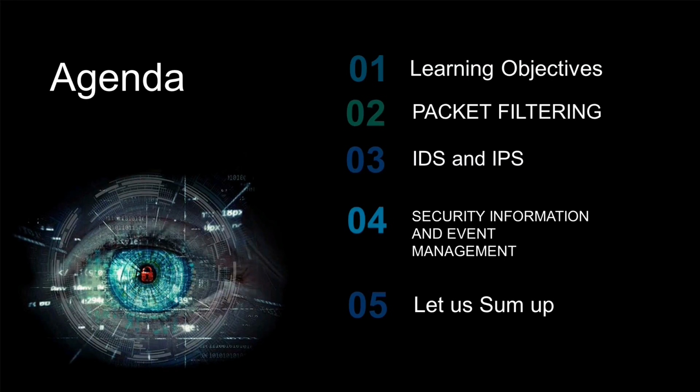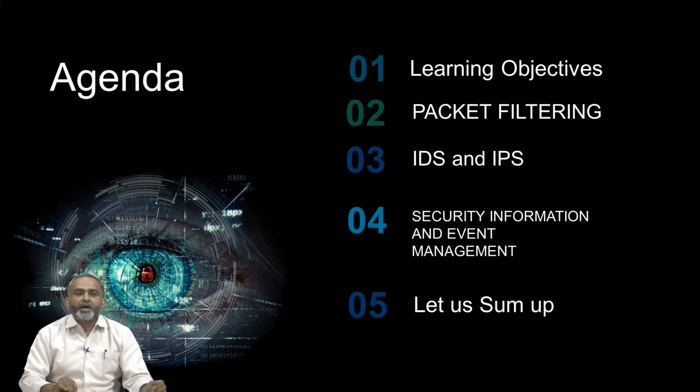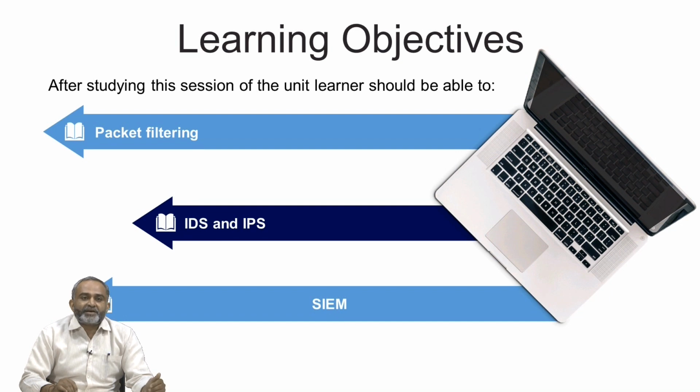Now, if we look at our session outline, first of all we will discuss packet filtering, later on we will discuss the intrusion detection system and intrusion prevention system. Thereafter we will discuss security information and event management. So, these are our learning objectives from this session. You will learn about packet filtering, the intrusion detection system and intrusion prevention system, and security information and event management.